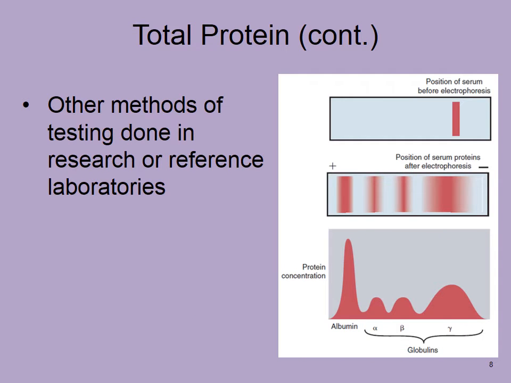There are other methods of testing that are done in research and reference laboratories. You don't need to worry about it. There's electrophoresis, that sort of stuff. One kind of interesting thing they can do with electrophoresis is find what type of protein they're actually seeing. So we've got albumin here, and then we've got globulins: alpha, beta, gamma globulins. And gamma globulins, if you remember, like immunoglobulin G, for instance, are very important with the immune system.